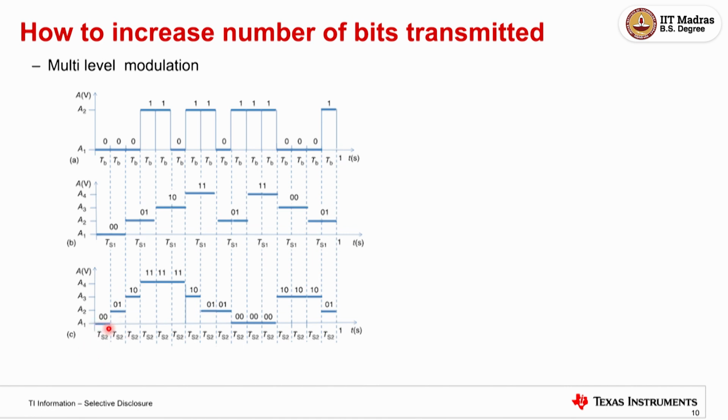The time interval, when something is changing, is the same between the first and the last, but you are actually sending double the number of bits here compared to this. See here: 0, 0, 0, 1, 1, 1, 0, whereas here it is 0, 0, 0, 1, 1, 0, and you have finished. This has taken so many symbols to send this information, whereas by doing this, within the same time, I have actually sent double the number of bits.